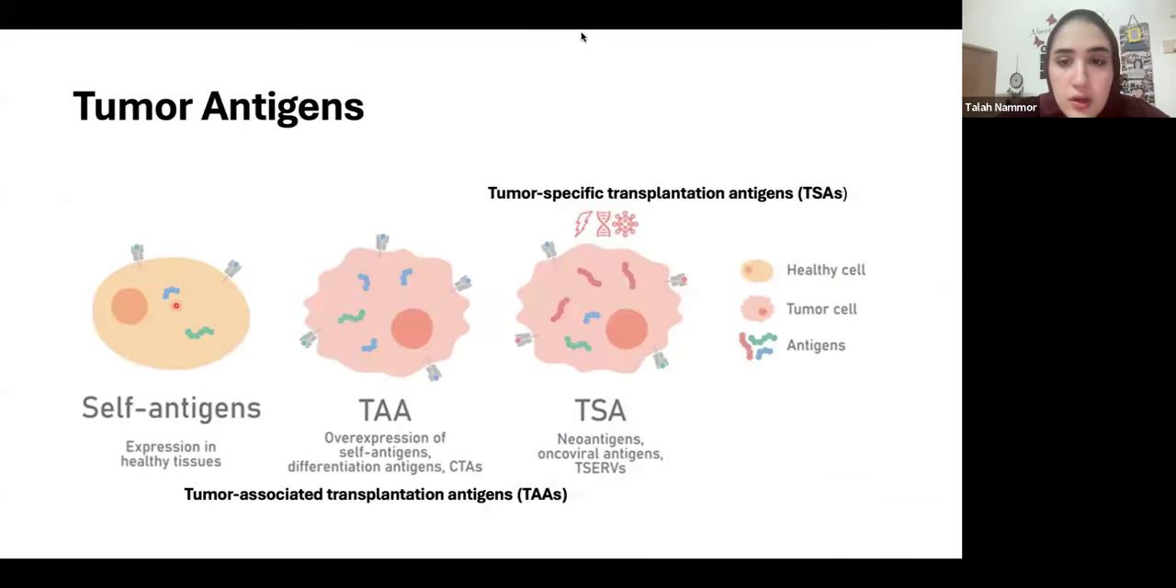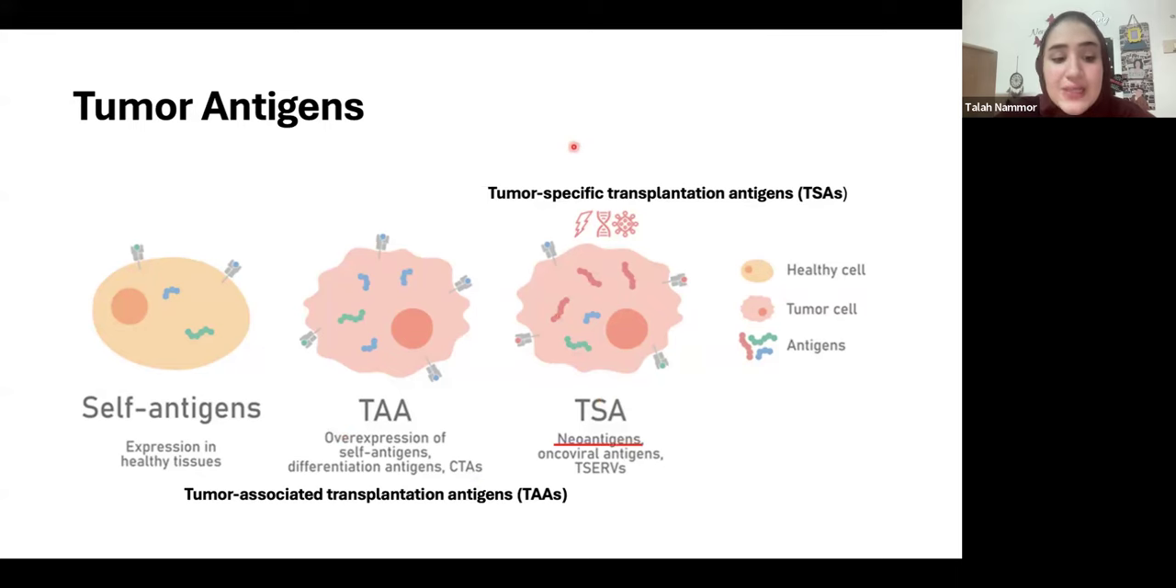Now, we mentioned tumor antigens a lot. Right? We said tumor antigens, tumor antigens, tumor antigens. But what are tumor antigens? Okay. Now we have two kinds of tumor antigens. We have something called tumor-associated transplantation antigens, and we have something called tumor-specific transplantation antigens. So basically, just normal tumor-associated antigens or tumor-specific antigens. Now, what is the difference? The difference is what causes these antigens to form.